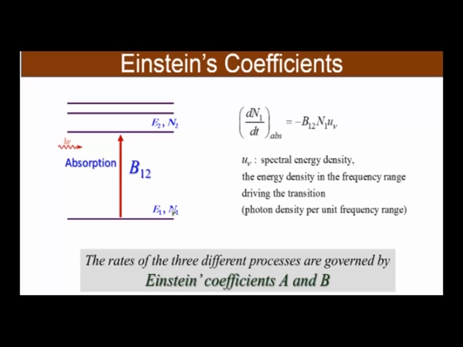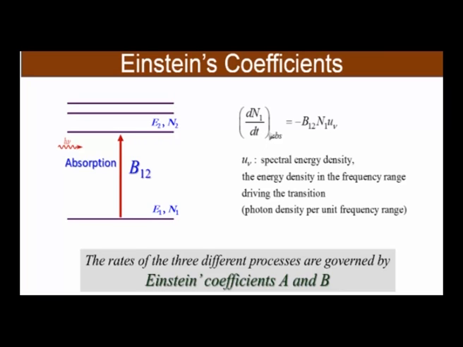N1 changes with time. So we can talk about a rate at which N1 changes with time. In calculus, that is given by dN by dt. I have put the word absorption here to denote the absorption process. So this is the rate at which N1, the population of the ground state atoms, changes with time, given by dN by dt.